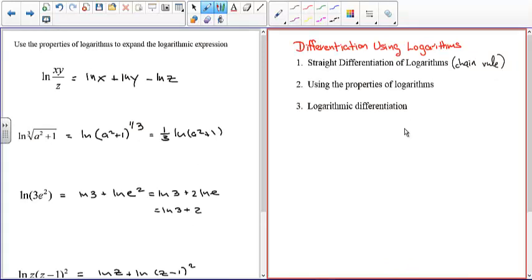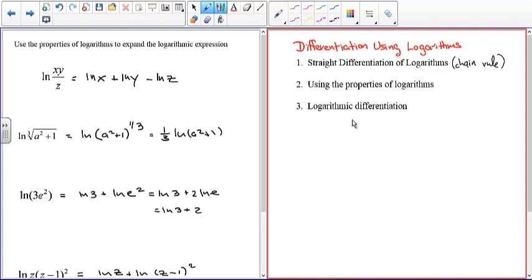So we've looked at 2 out of the 3 ways of differentiating logarithms. The first one is just to use the chain rule. The second one is, well, we haven't actually used it yet, but we would use it to simplify things like that. And the third way is to do what's called logarithmic differentiation, which we haven't talked about at all, but we will.